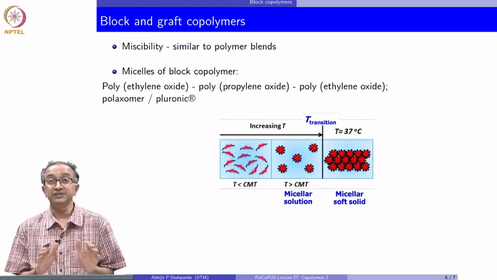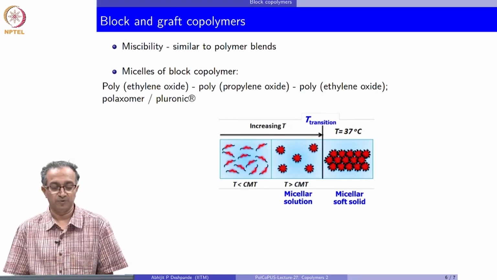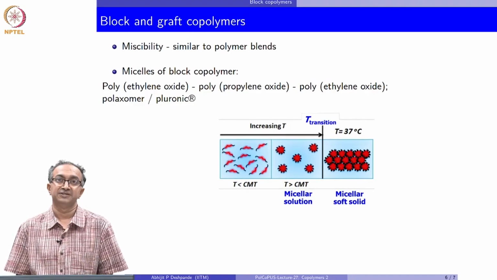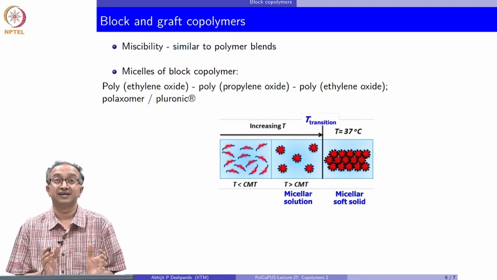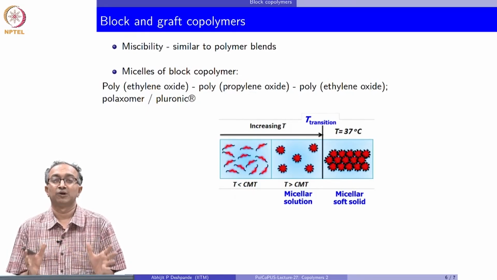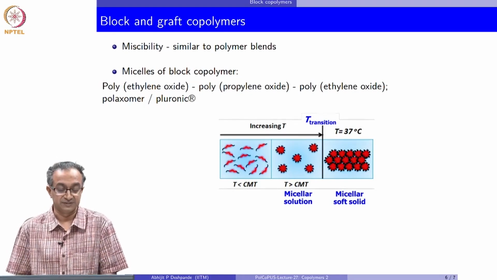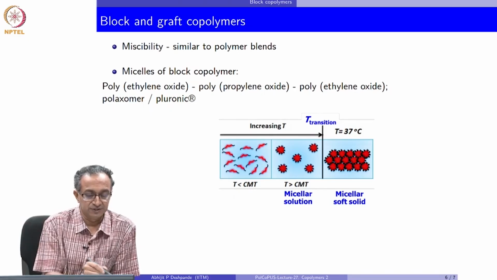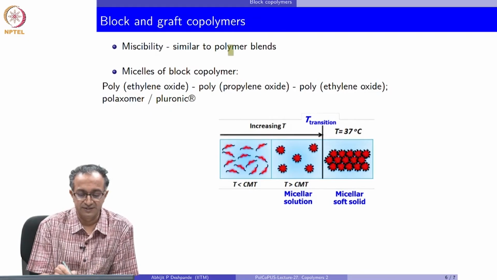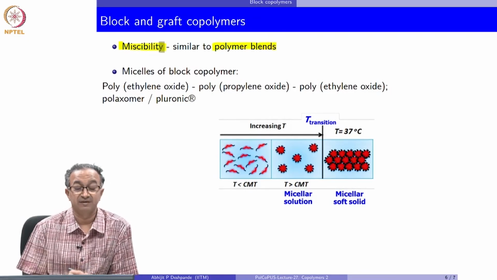So, let us finish this lecture by looking at an example of a block copolymer. Block and graft copolymers are quite commonly used in several biomedical applications, and the idea here is again exploiting the properties of the blocks themselves, and these two blocks have a contrasting set of properties. So, in this case we will also see, when we discuss polymer blends, the miscibility is similar.